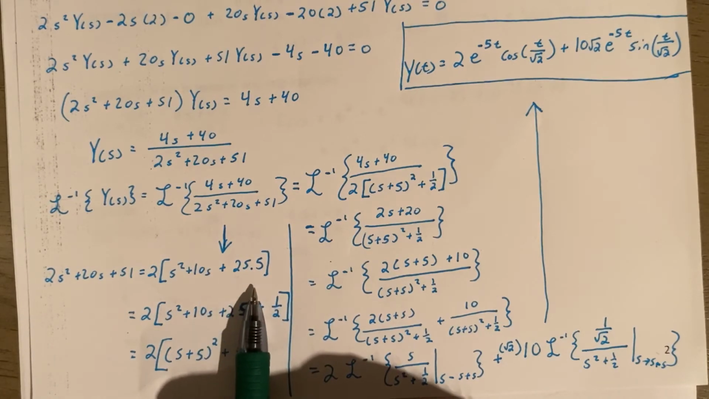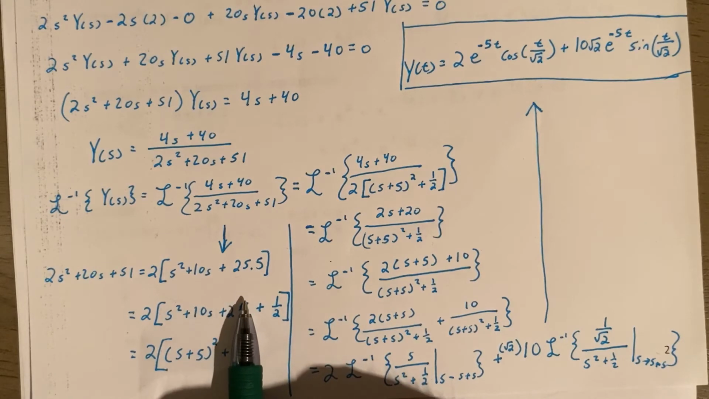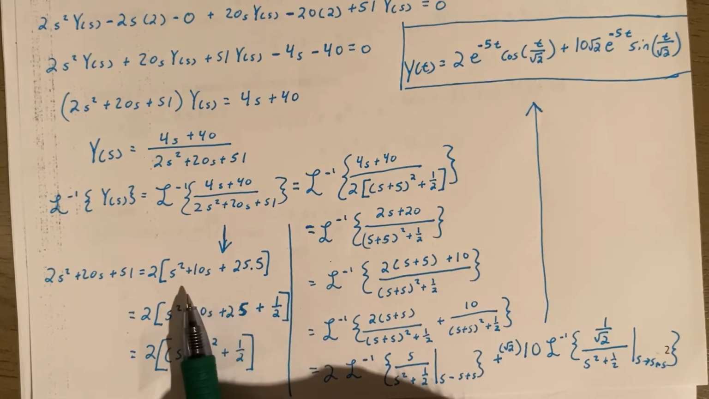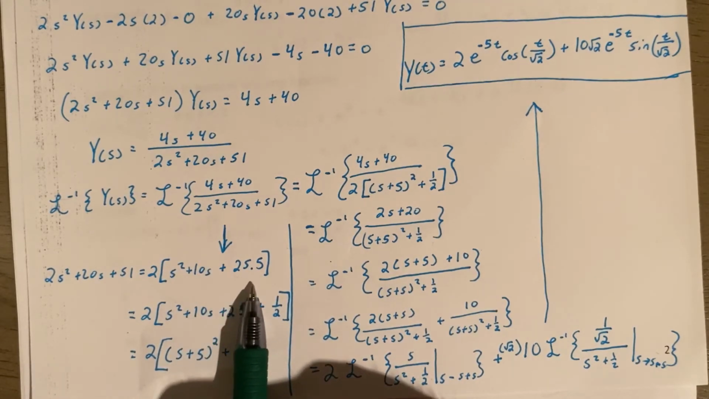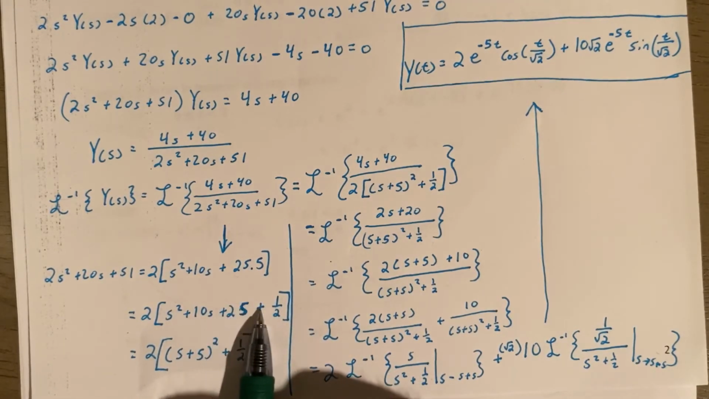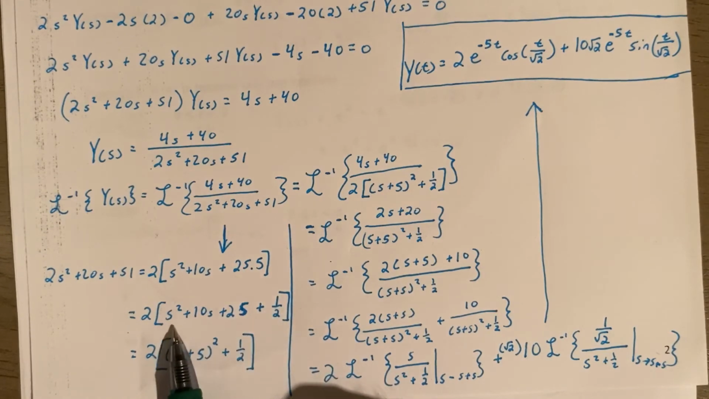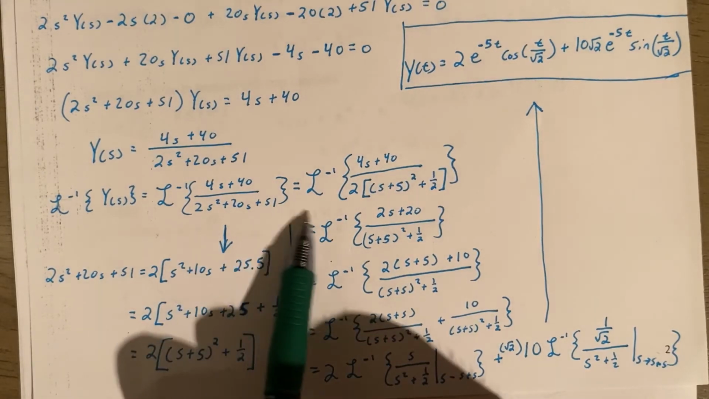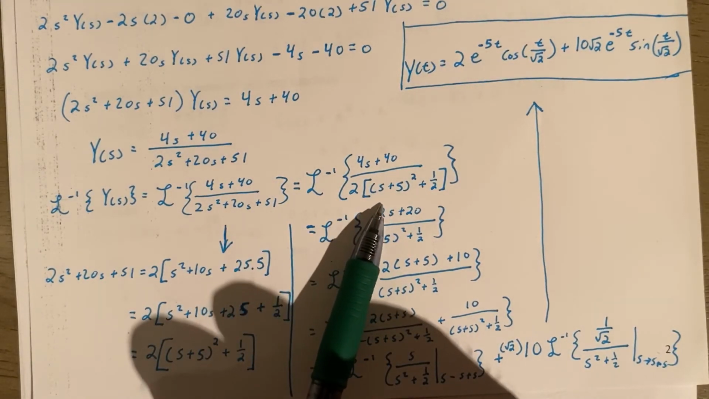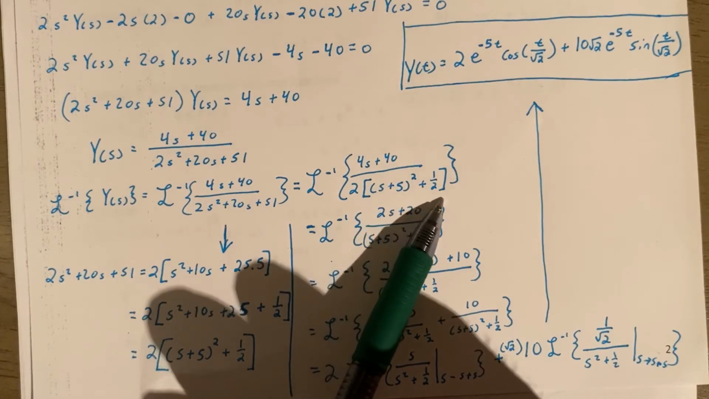Now, it's okay to have that fraction. Trust me, it will work itself out. Now, when we notice that we have s squared plus 10s, to complete the square, we need a 25. So we're going to break up the 25.5 to 25 plus 1/2. And now we can go ahead and factor this to be s plus 5 squared plus 1/2. And so now our denominator is just 2 times s plus 5 squared plus 1/2.